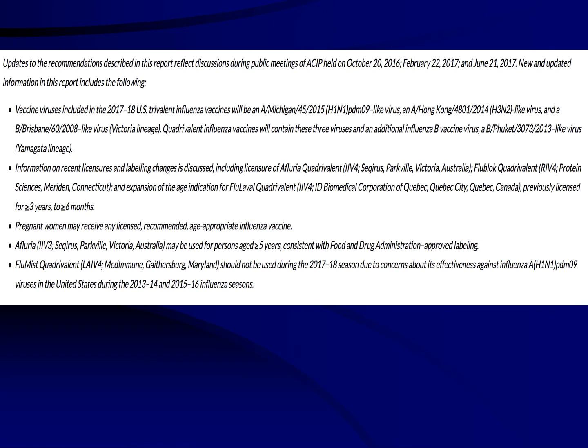So this is the recommendation for this fall, and it tells us that the trivalent vaccine contains a Michigan 45 2015 H1N1, an A Hong Kong, and a B Brisbane. And you can also see that the quadrivalent influenza vaccine contains an additional strain of influenza B. So again, the MMWR is an excellent source for current recommendations on those topics that are handled by the CDC.